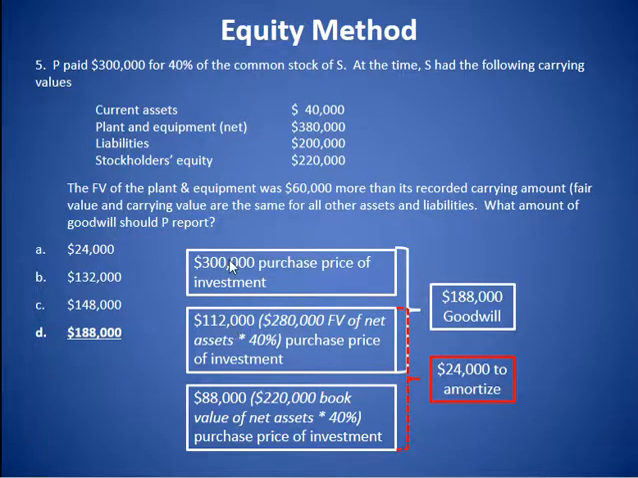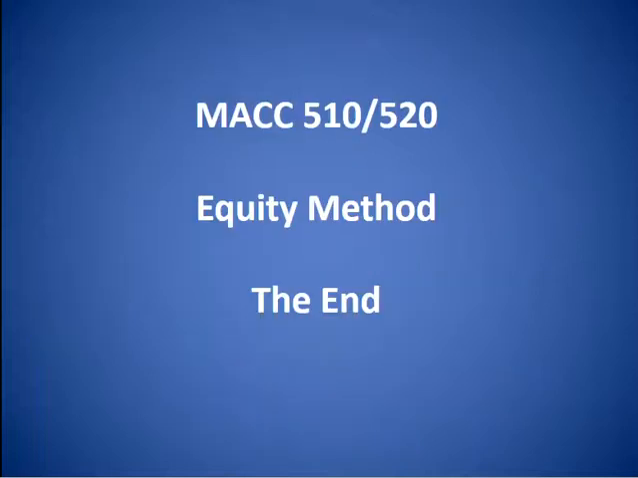So we paid $300,000 to purchase assets with a fair value of $112,000. The difference between the two will be goodwill, $188,000, and that would be the answer in this case. Okay, and that will be the last multiple choice question for equity method accounting. So again, thank you for your time.